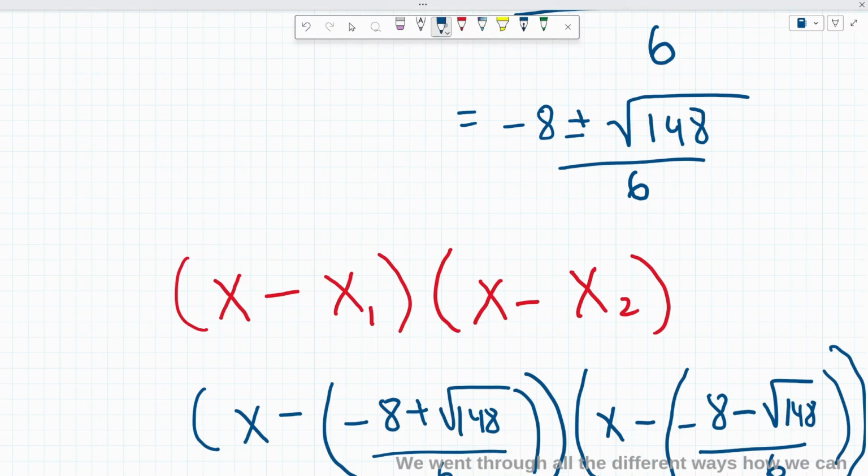I hope this course helped you. We went through all the different ways we can factor quadratic equations. So now you have foolproof and fast methods to solve any problem on any exam.